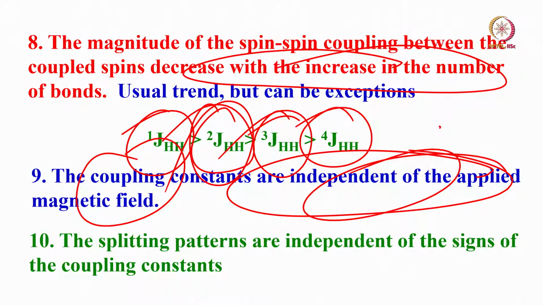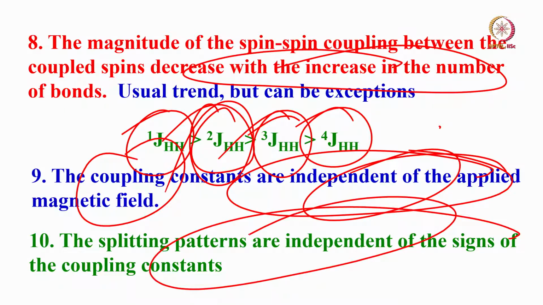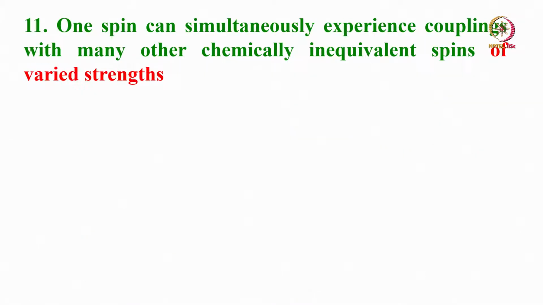And the splitting patterns are independent of the sign of the coupling constant. That is another important thing. Let us say I have a coupling, there are 2 lines because of the coupling, and I measure this coupling as 10 hertz. Even if I make it minus 10 hertz, the pattern remains the same. Only thing is this line comes here, this line comes here, but the pattern will not be different. The splitting patterns are independent of the signs of the coupling constants.